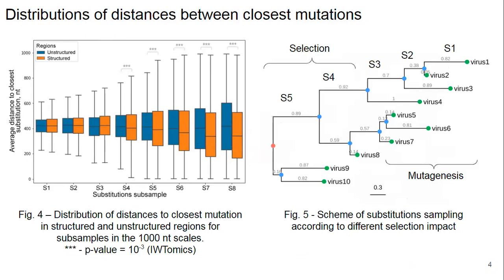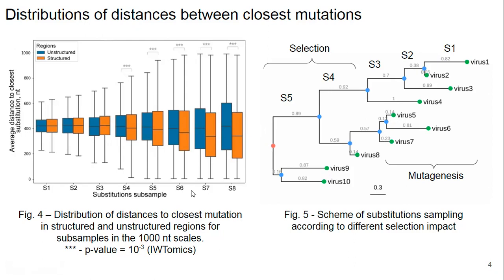we calculated distances between closest mutations with different selection impact. We know that mutations from terminal nodes of the phylogenetic tree are least influenced by selection. Terminal mutations appeared largely because of natural mutagenesis. We used these mutations to calculate the mutational spectrum on the previous slide, but mutations from the root of the phylogenetic tree are maintained only by selection. Because of that, we split the substitutions into subsamples from different branches: terminal substitutions S1, pre-terminal substitutions S2, and so on to the root. In each substitution sample, we calculated the distance between closest substitutions.